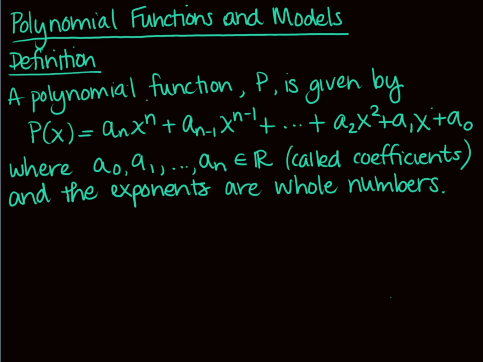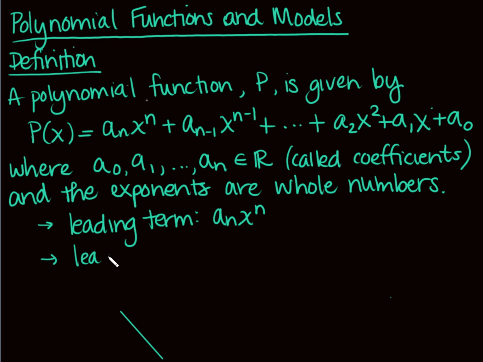I'm sure that you have heard that before. If we have a polynomial, just a little bit of terminology here. If this is my polynomial and it's written in descending order, then the leading term is the term, including the coefficient, with the largest exponent. The leading coefficient is just the coefficient of that term. So the leading coefficient in this case would just be a sub n.